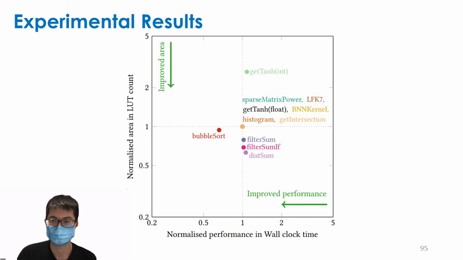We place the manually optimized design at 1, 1 and plot our designs using relative area and performance. We have 6 benchmarks that have the same designs as the manually optimized ones and 4 better ones. On average, compared to dynamic scheduling, our approach saved 73% of the area and achieves a 13% speedup.